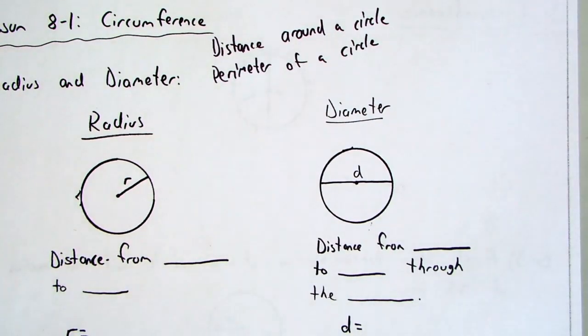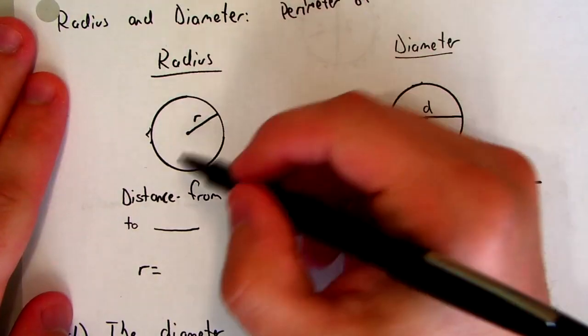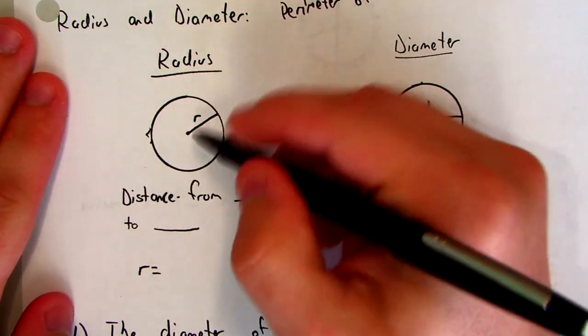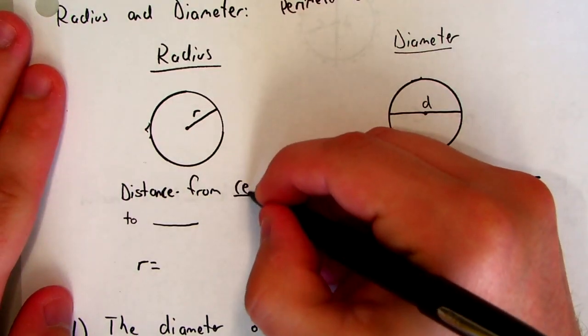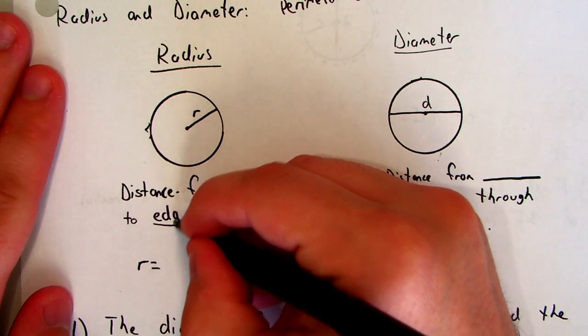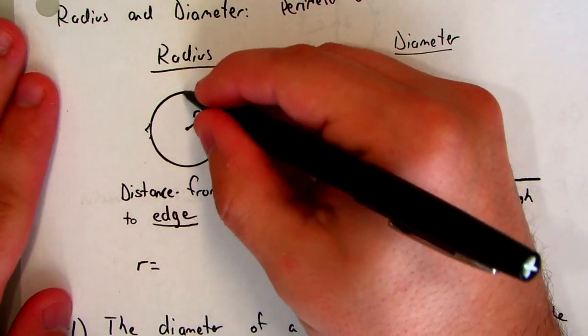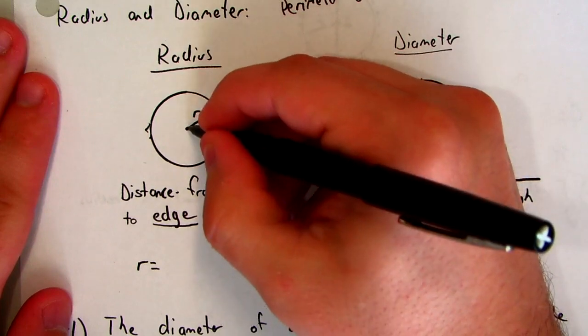Now, there are a couple different ways that we can use to find circumference. One of them is called the radius. The radius is the distance in a circle from the center to the edge. So the center is right here, and it goes all the way to the edge of the circle. It's the distance between the center and the edge.